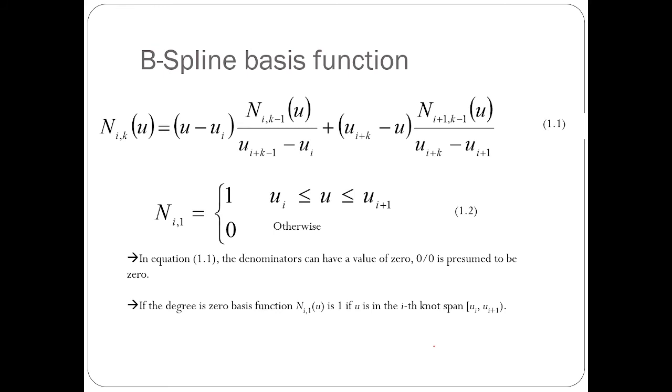The equation is N i comma k of u equals (u minus ui) times N i comma k minus 1 of u divided by (ui plus k minus 1 minus ui), plus (ui plus k minus u) times N i plus 1 comma k minus 1 of u divided by (ui plus k minus ui plus 1). N i comma 1 equals 1 if ui is less than or equal to u, which is less than or equal to ui plus 1, and 0 otherwise. In equation 1, the denominators can have a value of 0, in which case the term is taken as 0. If the degree is 0, the basis function N i comma 1 of u is 1 if u is in the ith knot span, ui to ui plus 1.